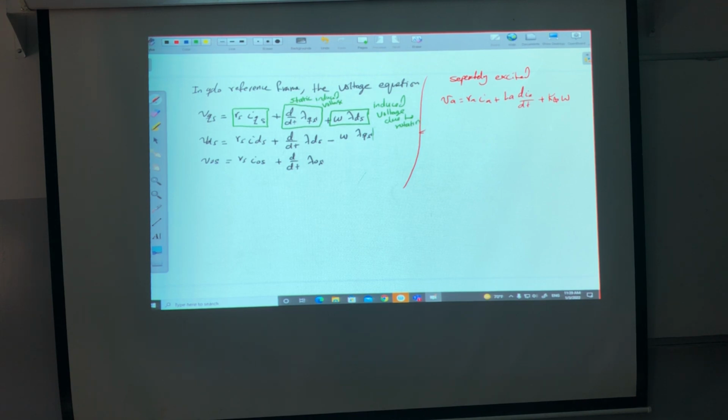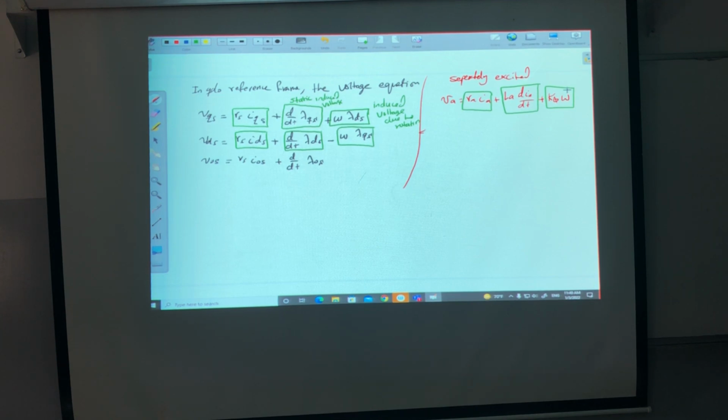Now the same thing is applicable here, and here, correct? So if I compare it with the DC machine, I have the same terms. The first one is the voltage drop across the resistance, the second one is the static induced voltage, and the third term is the induced voltage due to rotation.